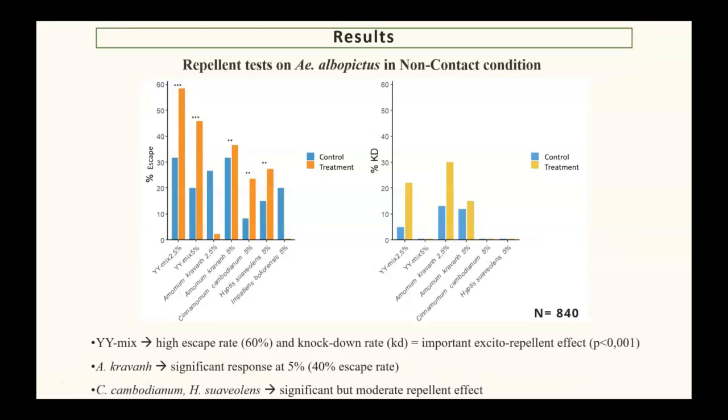Concerning Amomum cravan, we only have a significant response at 5% with an escape rate of 40%. But at 2.5 and 5%, we can see that we have a knockdown. Concerning Cinnamomum cambodianum and Iptis, we have a significant effect, but moderate compared to the other products. Concerning Impatiens bocorensis, we don't have any escape or any knockdown obtained.